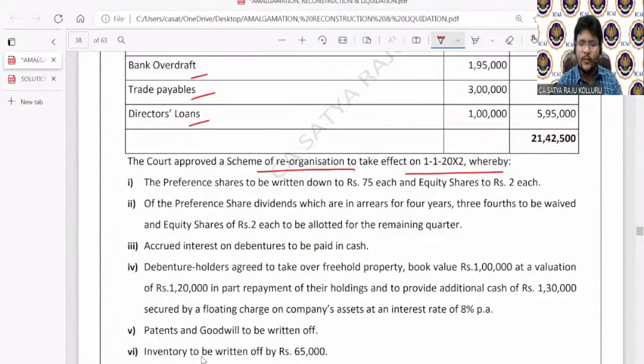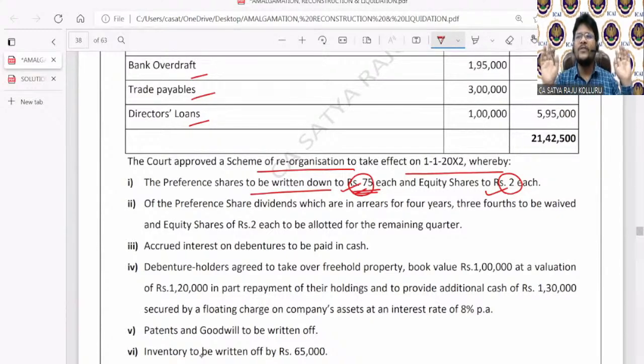The preference shares are to be written down to rupees 75 each, and equity shares are written down to 2 rupees each. The difference amount we already transferred to the reconstruction account. Now, after completion of internal reconstruction, the existing preference shares are at the rate of 75 and the existing equity share is at a face value of 2 rupees each. Here we presumed that there is reduction in both face value as well as paid up value. The face value per share is 75 in case of preference share, and the paid up value is also 75. Coming to equity share, the face value we presume is 2 rupees and the paid up value is also 2 rupees.